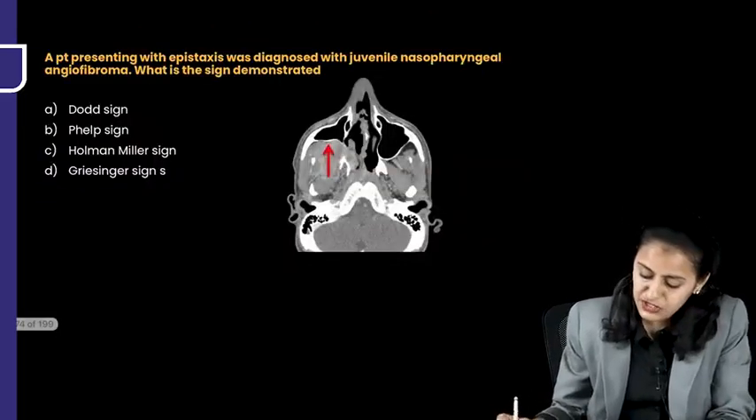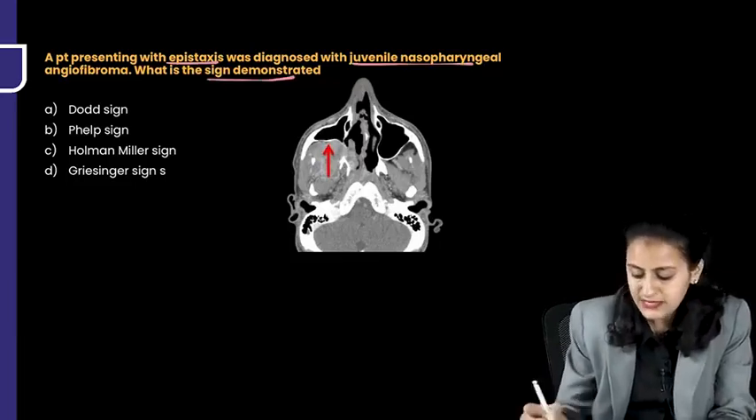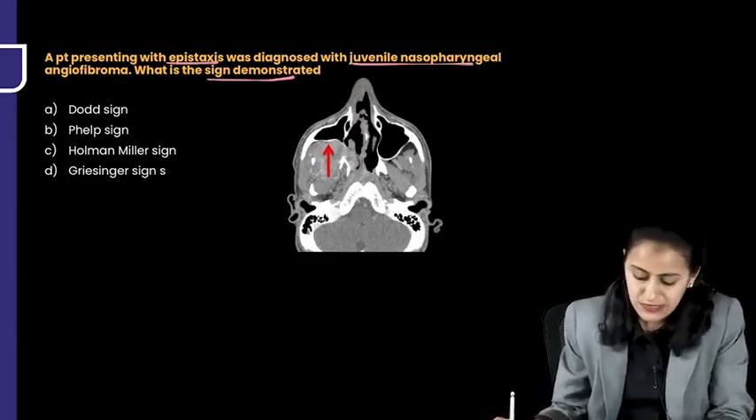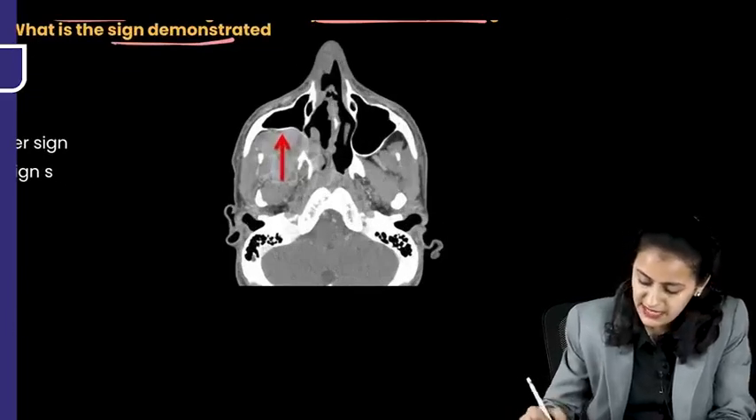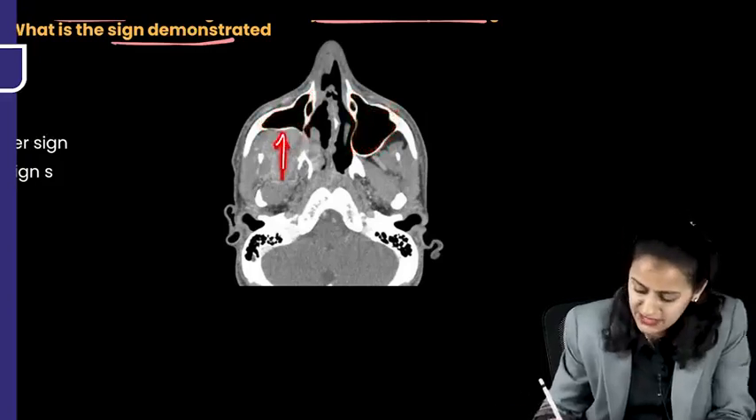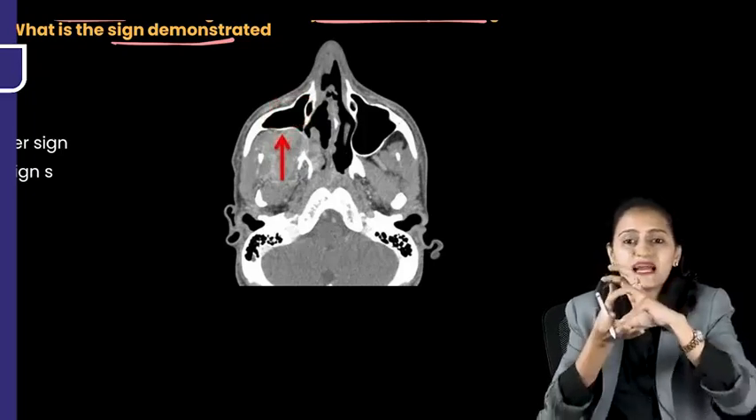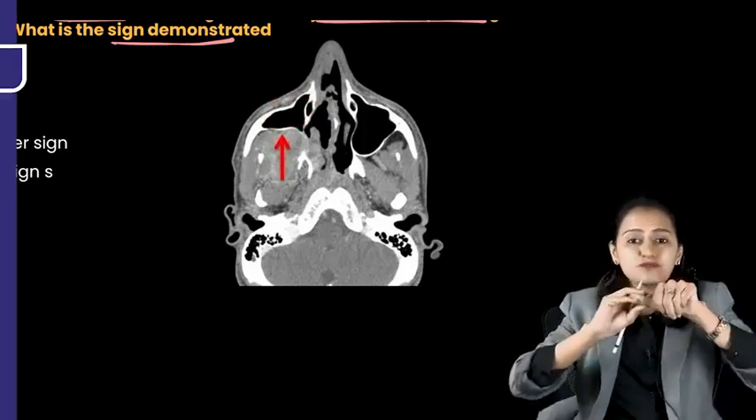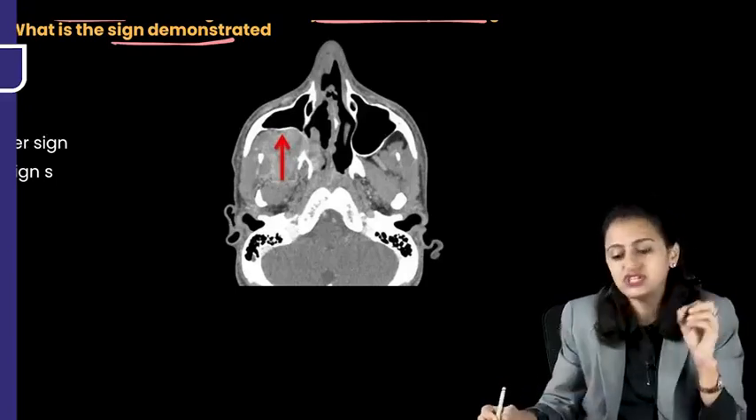Next one. A patient presenting with epistaxis was diagnosed with JNA. What is the sign demonstrated? So what sign are we seeing here? Look at this. This is the CT scan. This is the maxillary sinus. Here the maxillary sinus is appearing small because there is something behind the maxillary sinus which is pushing the posterior wall ahead. That mass, something behind, is the JNA.